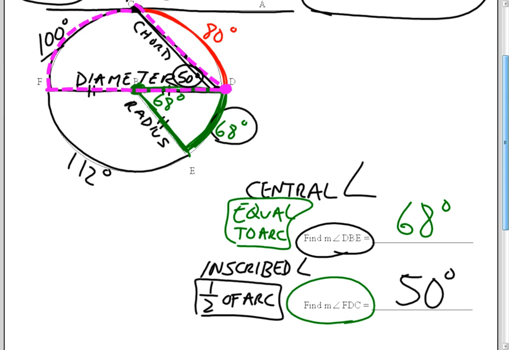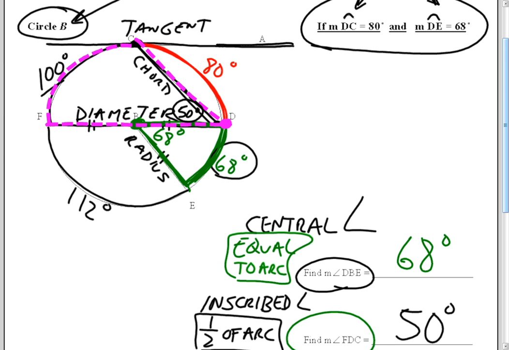We've also got an angle up here formed by a tangent and this chord. What is that catching? What has trapped in between? 80. What's the rule for tangent chord? Also half of its arc. So this angle right here, 40 degrees.